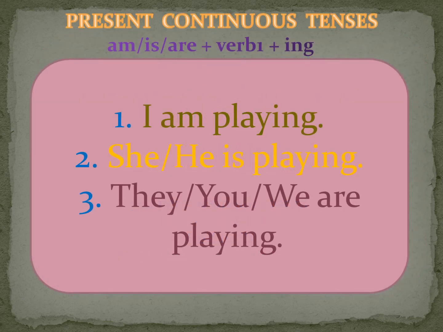Let's go on to the present continuous tense. It describes an unfinished action. In this we use am, is, are plus first form of verb plus ing. Students, you might be confused where to use am, is or are. So students, with I we always use am, with he, she, it we use is, and with they, you, we use are. So here are some examples. I am playing, she is playing, they are playing.